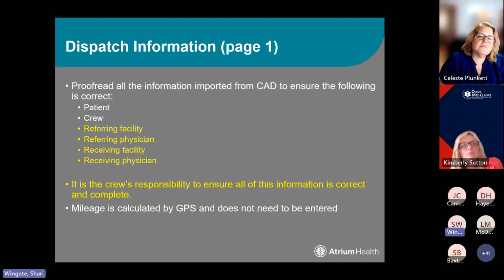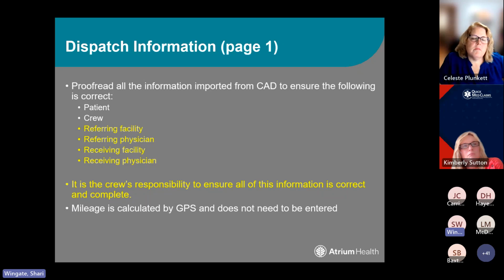Dispatch information. Here are some big things that we have to go back for QMC to get a lot. And a lot of people do not go back and read their chart, and they go into the mindset that if the CAD didn't have it, I don't have to go back and put it. But you must proofread all the information that is imported from the CAD. Do not assume it's correct.